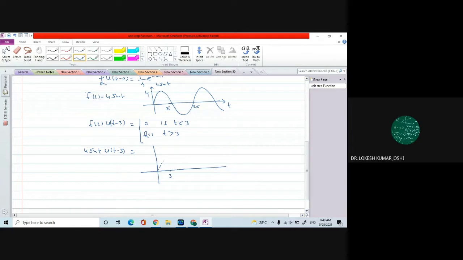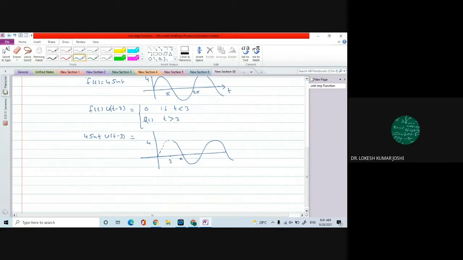Okay, therefore it will be like this. This is 4, this one is pi. This case is known as switching off and on. The given function is 4 sin t, and if we multiply this function with u(t minus 3), then this is known as switching off and on.